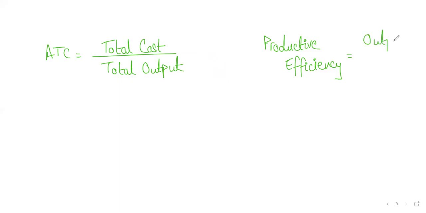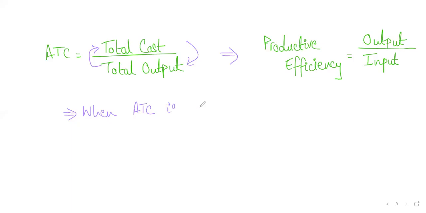Output over input. Reciprocal basically means you take the denominator to the numerator and the numerator to the denominator. So if I take this here and this here, it will become this formula. Do you agree with me or not? Why? Because if you think about total cost, cost is the input. The more inputs you use, the higher your cost will be. So why is there a relationship between the two? The relationship is that when average total cost is lowest, productive efficiency is maximized.